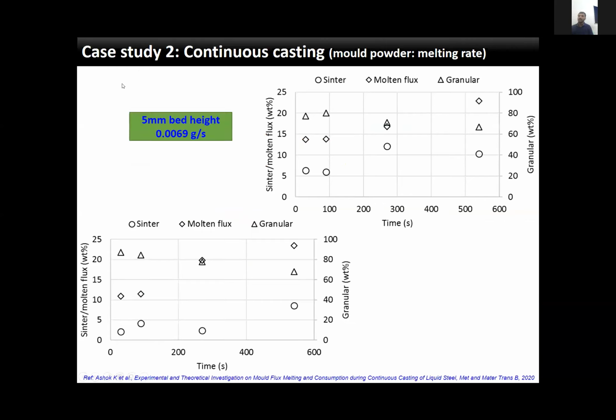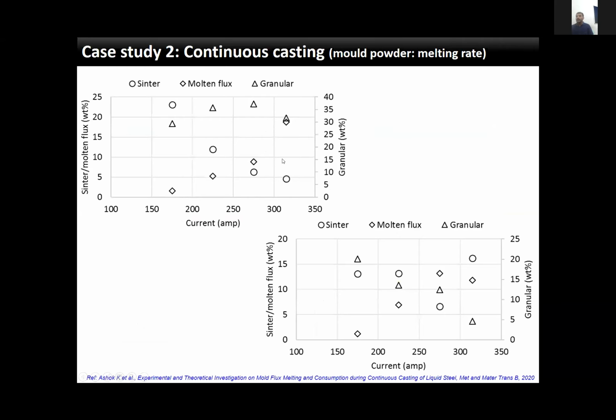With this, we could estimate the melting rate of the mold powder for the peritectic grade, it comes around 0.0069 gram per second, and for the IF grade 0.0045 gram per second. Okay, no, sorry, this is IF and this is peritectic.